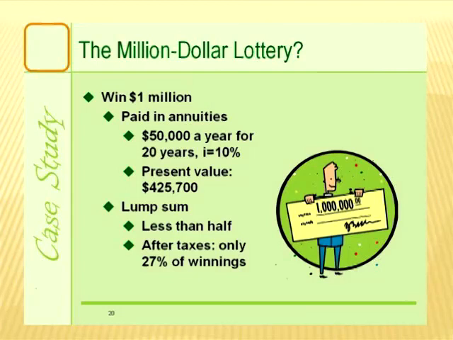If instead you took it as a lump sum, then the maximum they would be willing to give you is the $425,700 because they could do away with that benefit for the same amount. And then after taxes, you only receive some portion of that. So who knows, it may not be worth your while to even play the lottery.